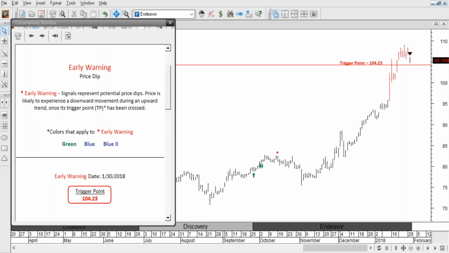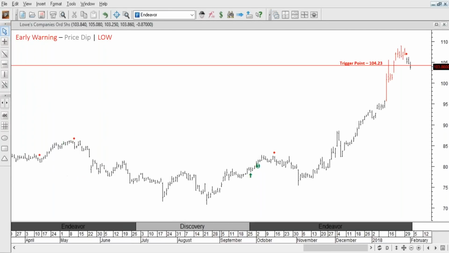I'll move forward in time. 2 days later, price crosses the trigger point, and you know it's confirmed. Now, like we said before, you could have entered this trade at 81.35. So if you sold out at 104.23, you would have made $22.08 or over 28%.